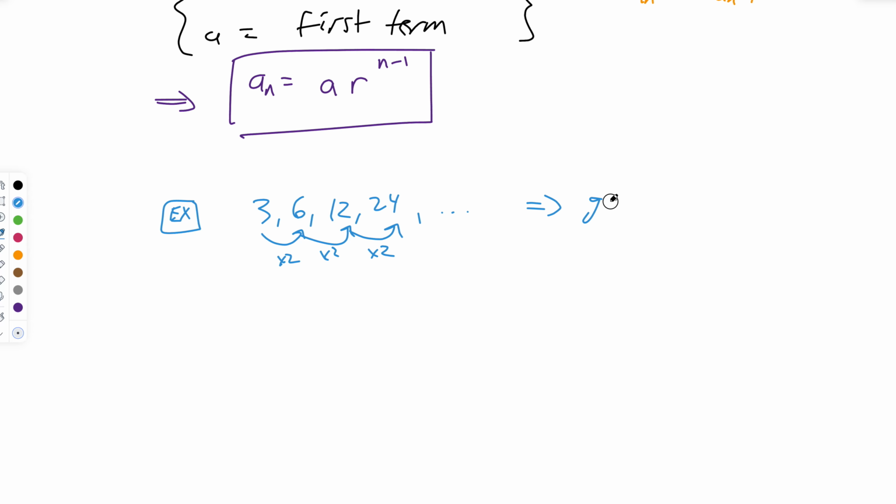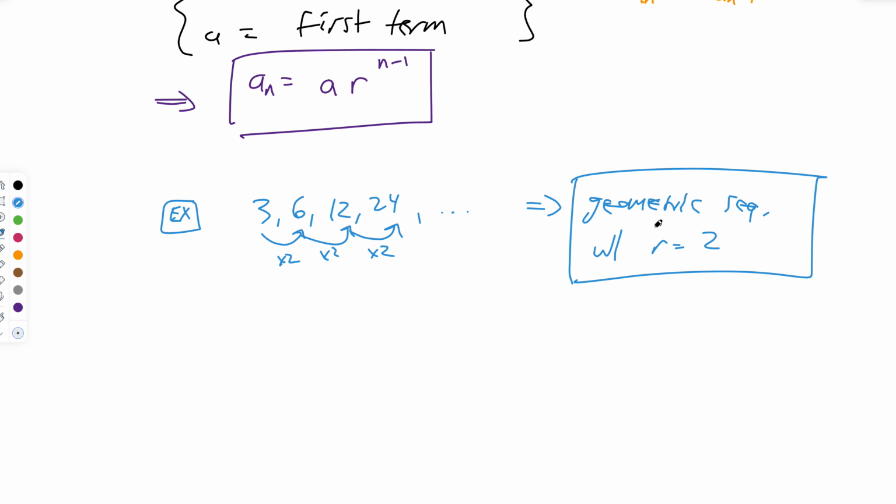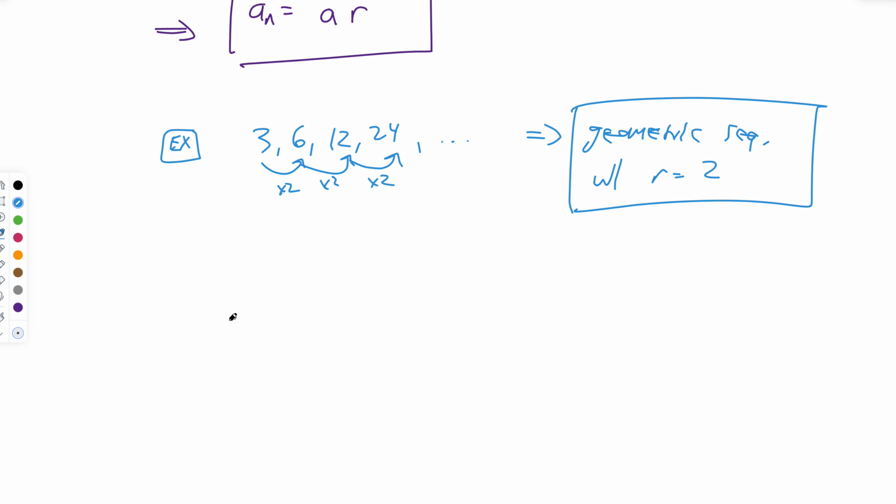So what do we see? Well, we see it's geometric. So a geometric sequence with our r value of 2, right? You can find that by doing 12 divided by 6, 24 divided by 12, 6 divided by 3, whatever it is, yeah? So geometric sequence with r equals 2. Okay? Let's do another example.